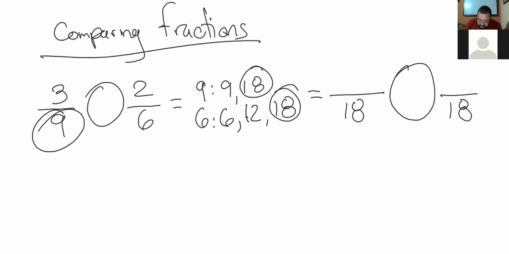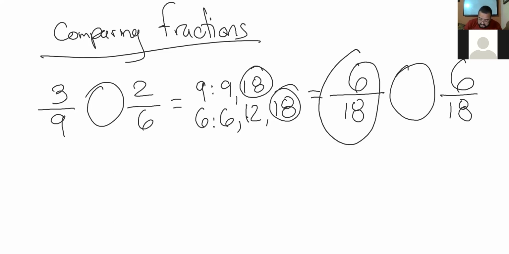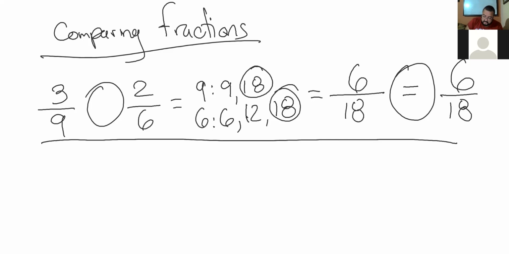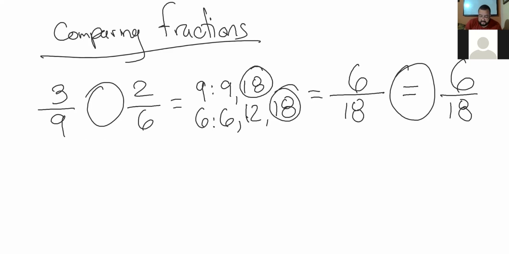How many times did I multiply 9 to get to 18? 1 and 2. So we're going to multiply this 3 times 2. How many is 3 times 2? 3 times 2 equals 6. And how many times did I multiply 6 to get to 18? We multiplied 1, 2, 3 times. So we want to multiply this 2 times 3. 2 times 3 equals 6. And as you can see, 6/18 and 6/18 are equal. This is the process to know which fraction is greater or less than.